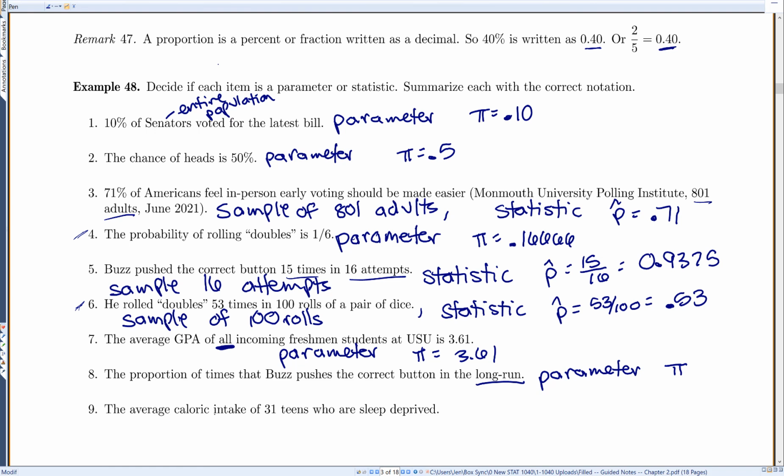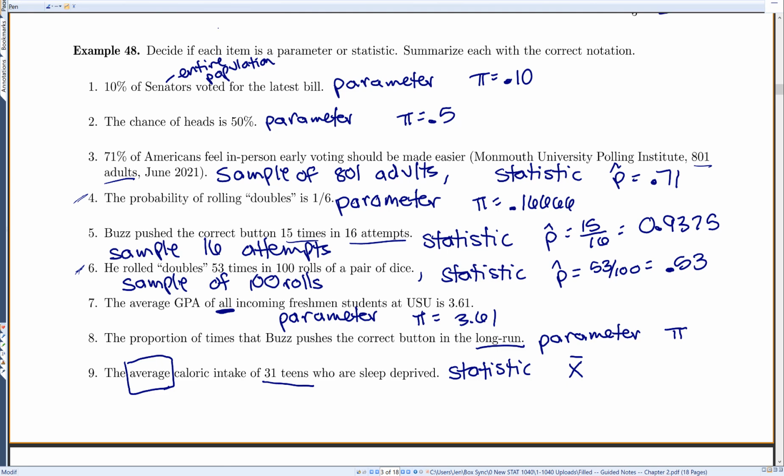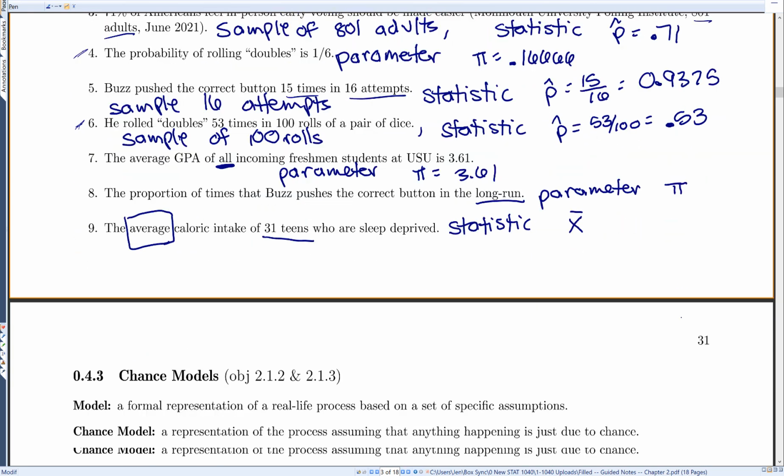The average caloric intake of 31 teens who are sleep deprived. 31 teens doesn't sound like all teens in the world, or even in the US, or even in Utah, or even at our college, it sounds like it was just a sample. So I think it's a sample, so I would call it a statistic of p hat equals, oh, no, it talked about average. If you go back to our symbols, when we use average and it's a sample, it's going to be X bar. And it didn't tell me what it is, so we'll just leave it as X bar. Again, we'll do proportions for the next chapter, then we'll learn about doing averages.